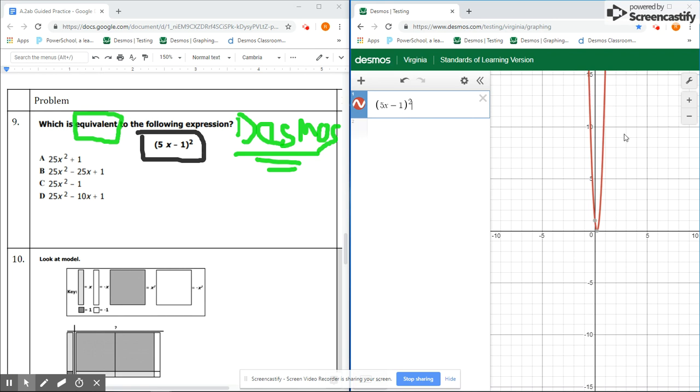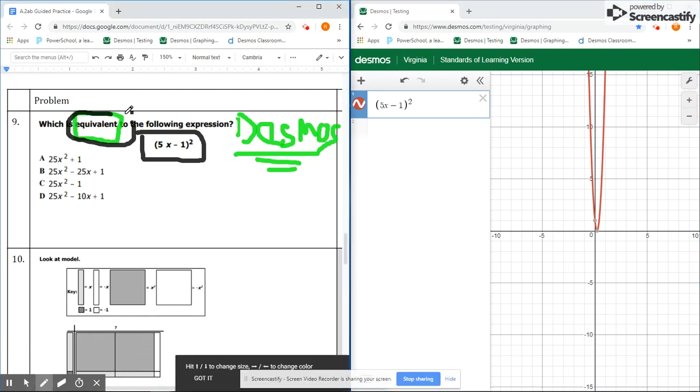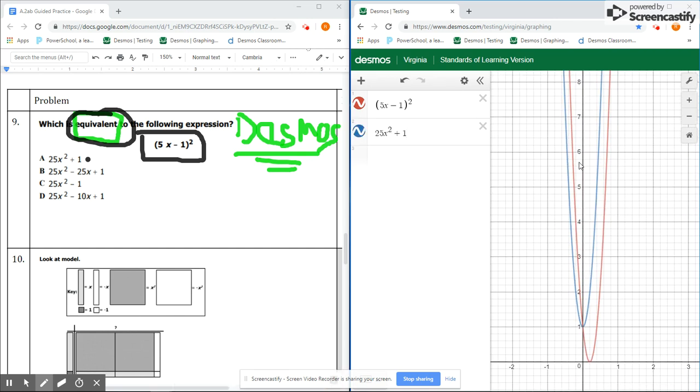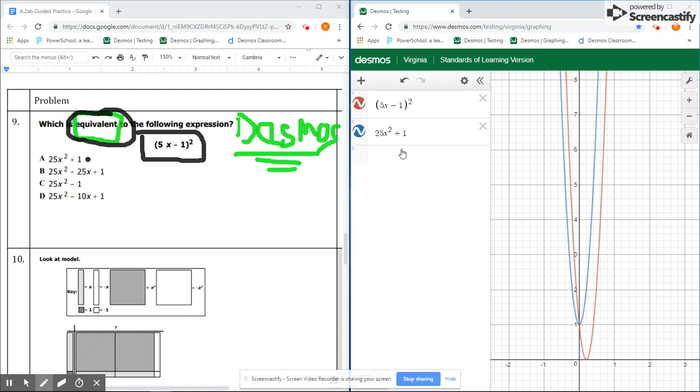Notice how it gives us this nice quadratic, okay? We need to see which one is equivalent to the following expression. So I'm going to type in 25x squared plus 1. Okay, is this blue curve the exact same as the red curve? It is not. All right, so this is not the answer. Okay, let's try the next one.